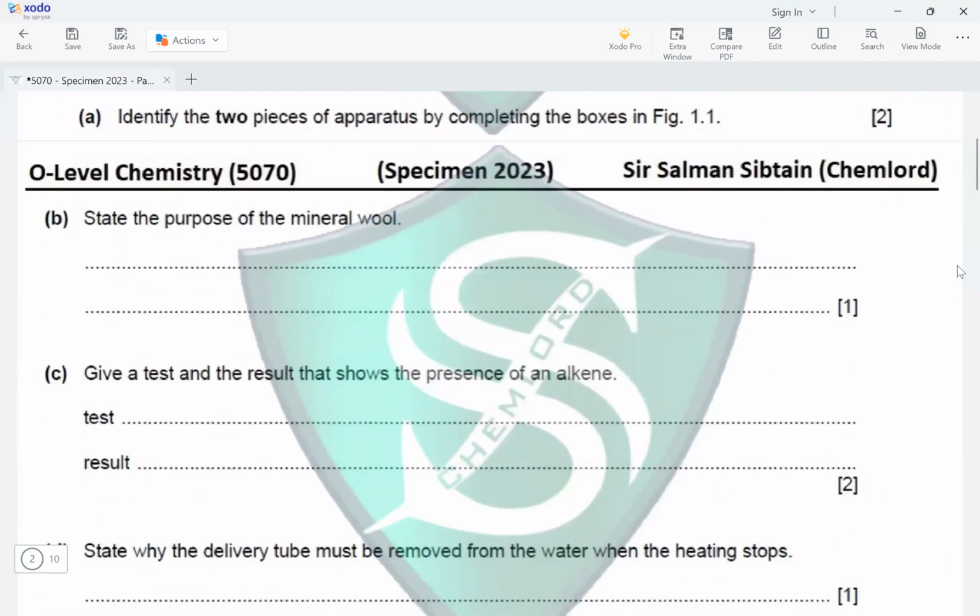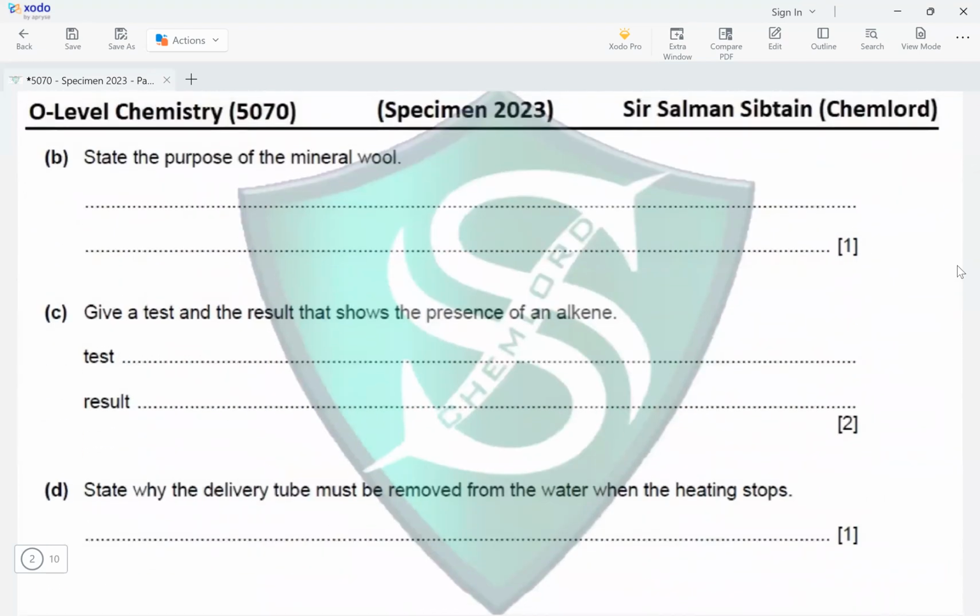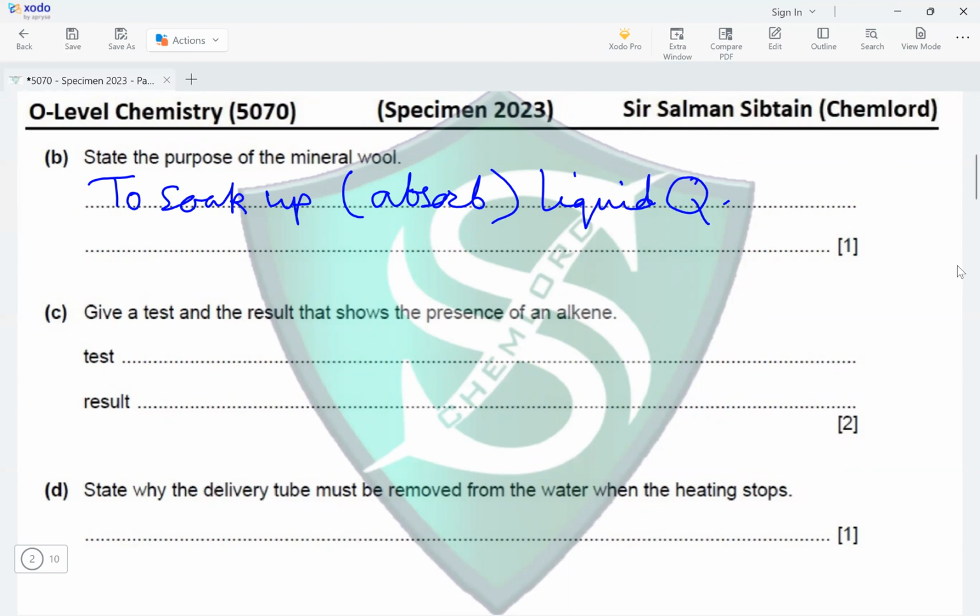Part B asks us, state the purpose of the mineral wool. Now, the mineral wool is kept inside the first boiling tube that the stand is holding to soak up the liquid. So, that is exactly what we will write here, to soak up, or if you want to be more specific, to absorb liquid Q. That is what they have labeled it.